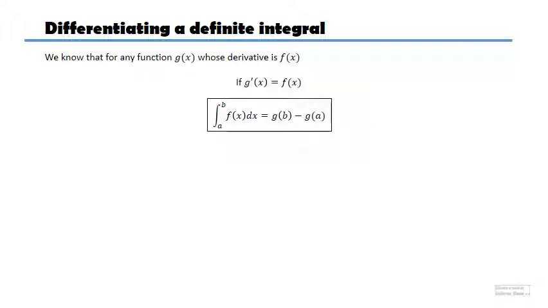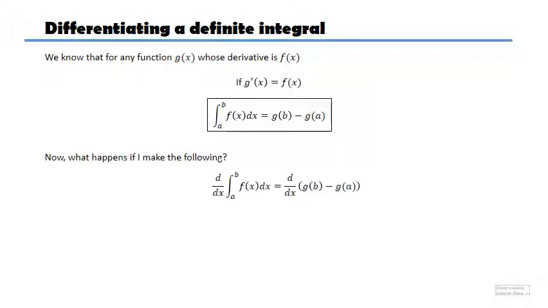Realize that, right? Because the derivative of g of x gives me f of x. So when I integrate f of x, I get g of x, right? Great. So what happens if I have the following expression? Now look at this curve. This is the derivative of the integration. It's the derivative of the integration.